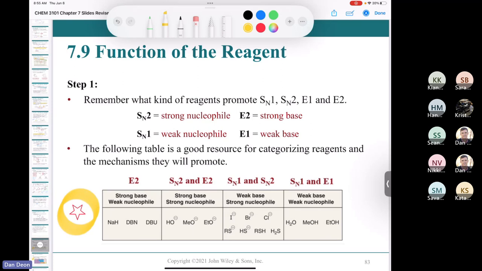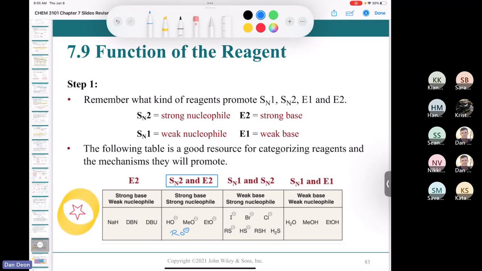Let's start with SN2 and E2. SN2 and E2 reactions occur when we have a strong base and a strong nucleophile. What are some reagents that are both a strong base and a strong nucleophile? The answer is anything where you have a negative charge on an oxygen. That is what we consider to be a strong base and a strong nucleophile.